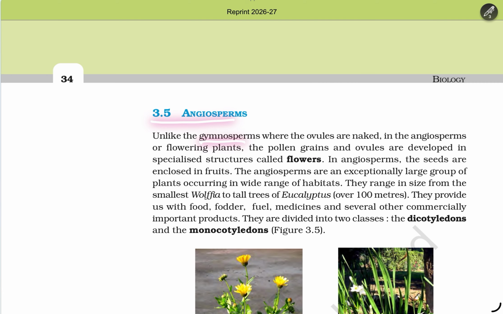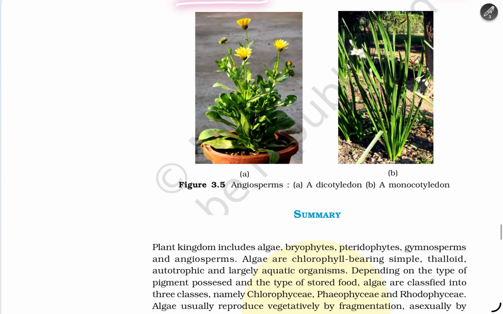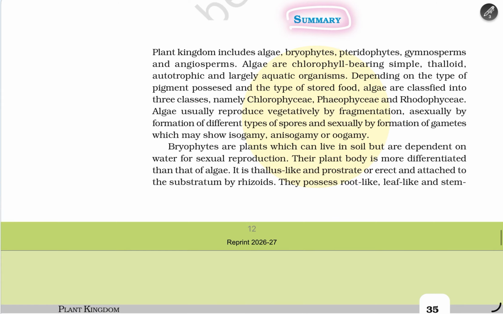Angiosperms. Unlike gymnosperms, where the ovules are naked, in angiosperms or the flowering plants, the pollen and the ovules are developed in a specialized structure called a flower. In angiosperms, seeds are enclosed in fruits. Angiosperms are an exceptionally large group of plants occurring in a wide range of habitats. They range from the smallest Wolffia to a very tall eucalyptus over 100 meters. They provide us food, fodder, fuel, medicine, and several other commercially important products, and they are divided into two classes, dicotyledons and monocotyledons. Plant summary. The plant kingdom includes algae, bryophytes, pteridophytes, gymnosperms, and angiosperms.